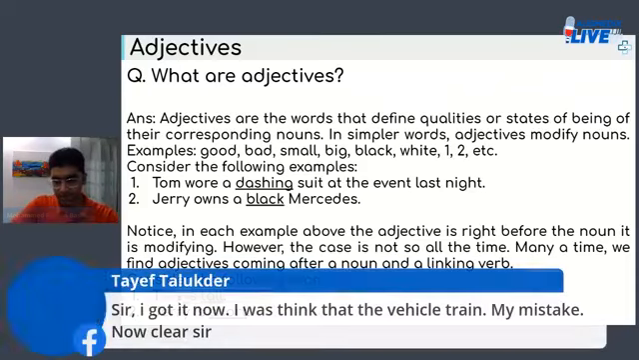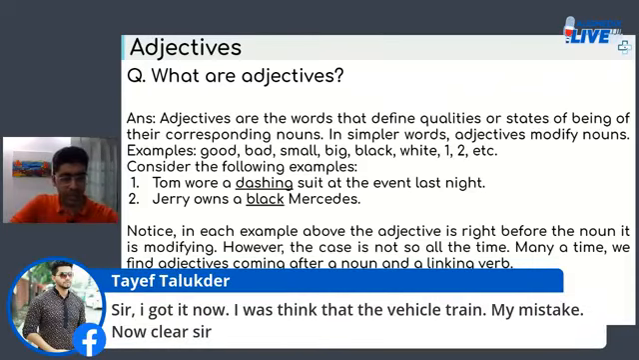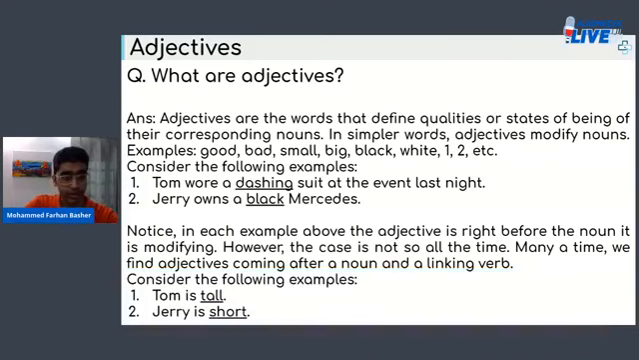Okay, Taif has something else to say. Sorry, I got it now. I thought the vehicle train. I'm sorry. All right, good to know that you're clear on this.